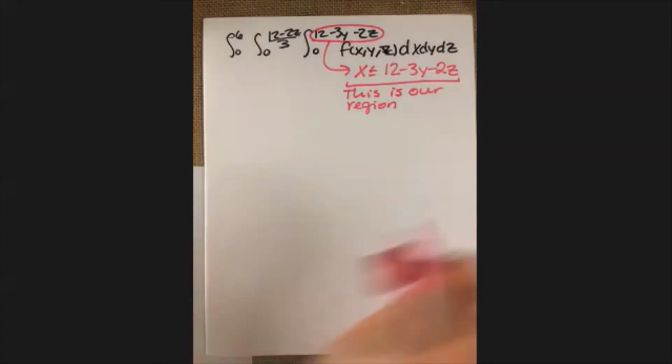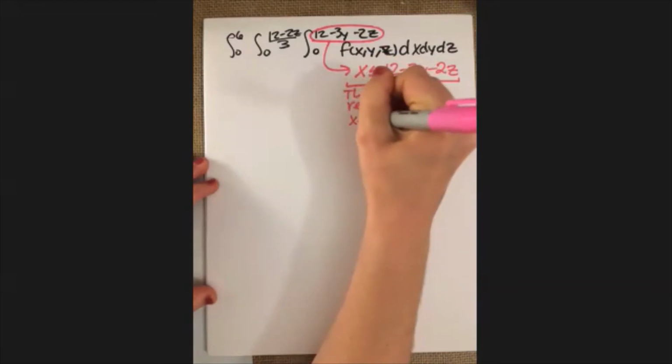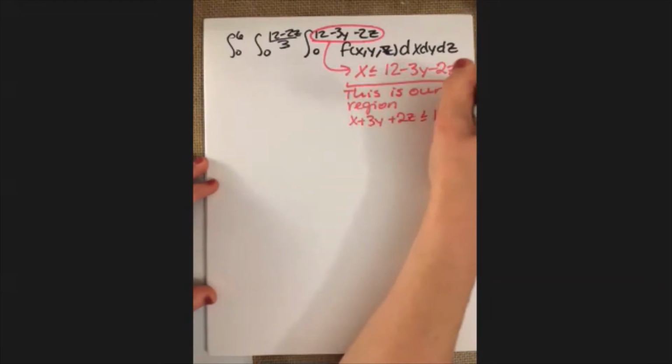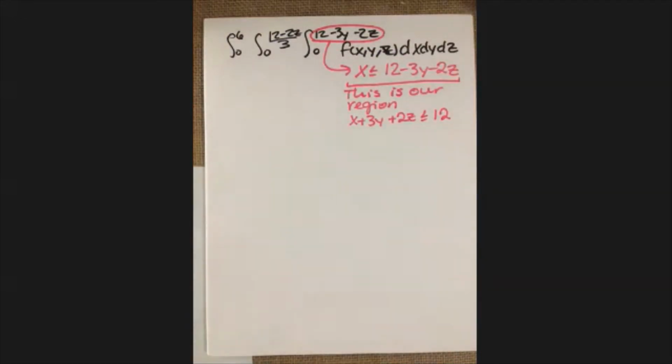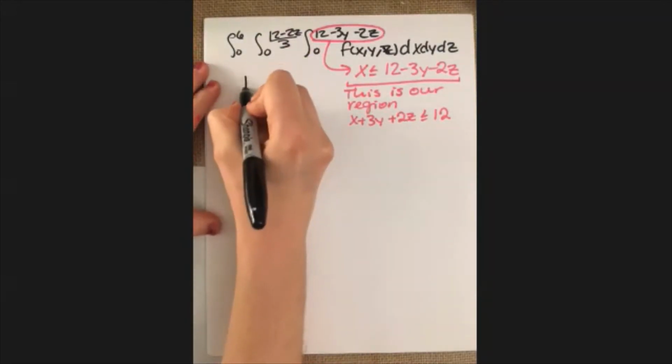Okay, so, or maybe more generally, we can rearrange this to be x plus 3y plus 2z is less than or equal to 12, is a lot of times how you will see it stated. And this is going to be specifically in the first octant because we're looking at all of these being greater than or equal to 0.